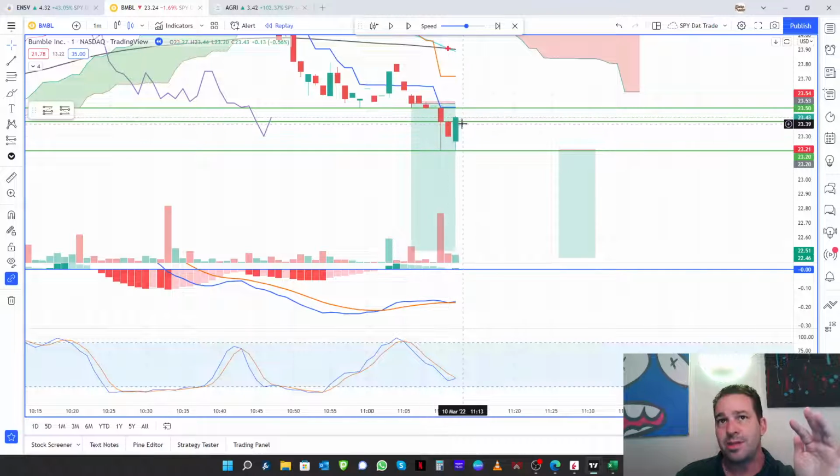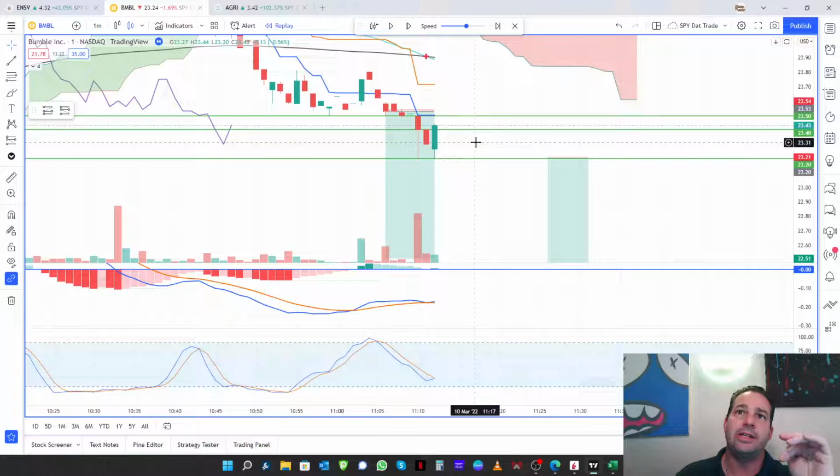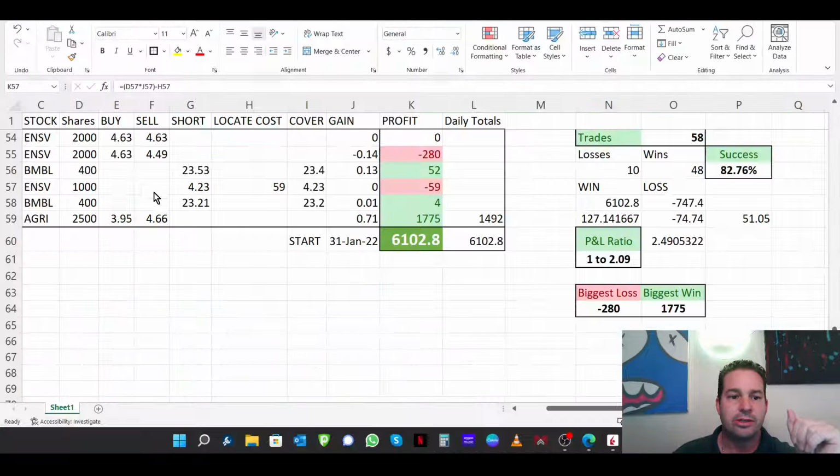So this is also a bullish engulfing candle. So that really, that's not a good sign either for a continue down. So what I'm going to do is take the profit on that one. So the first trade, 400 shares on BMBL, shorted at 23.53 and got out at 23.40 with a 13 cent profit for a $52 profit.